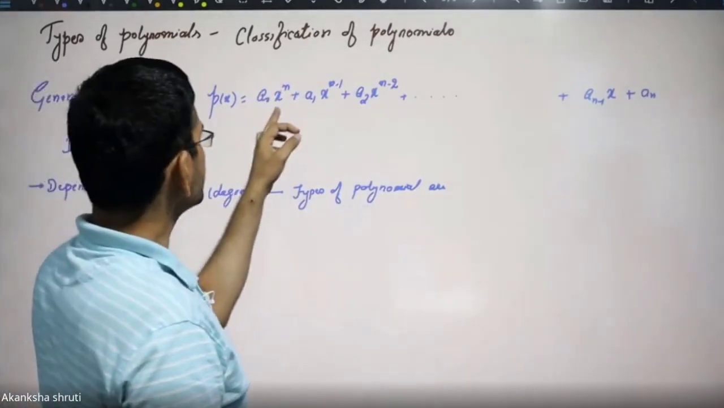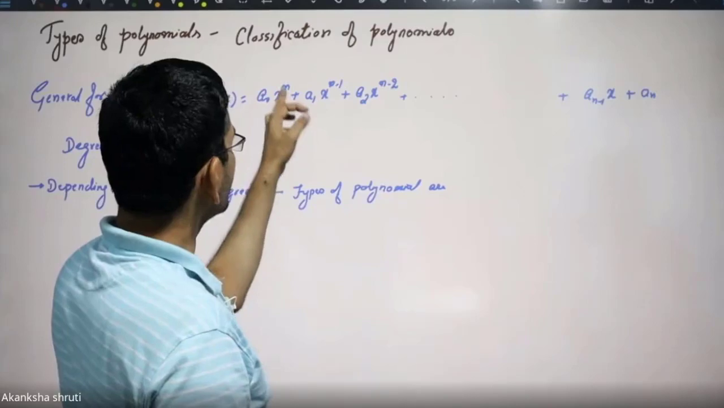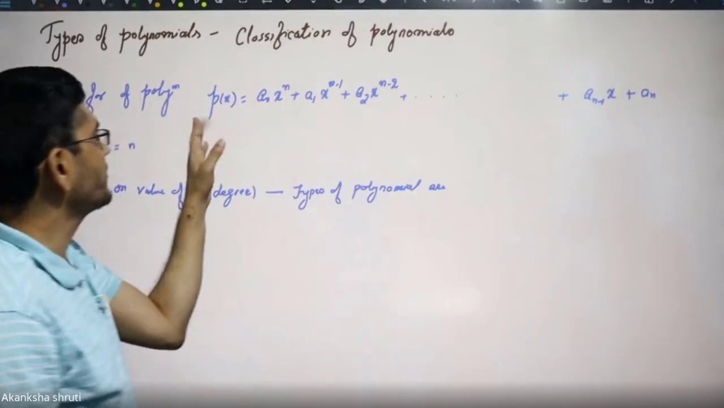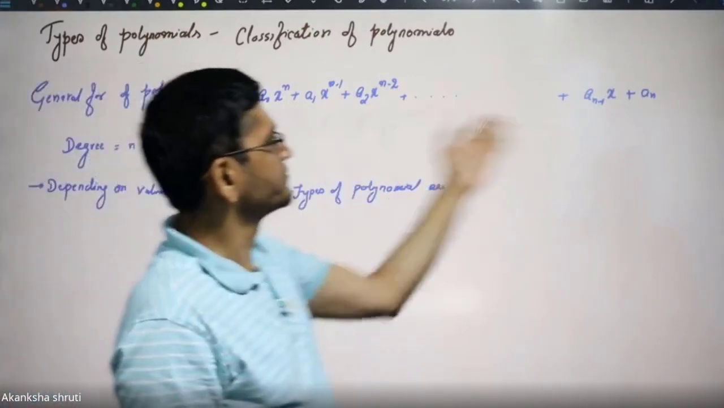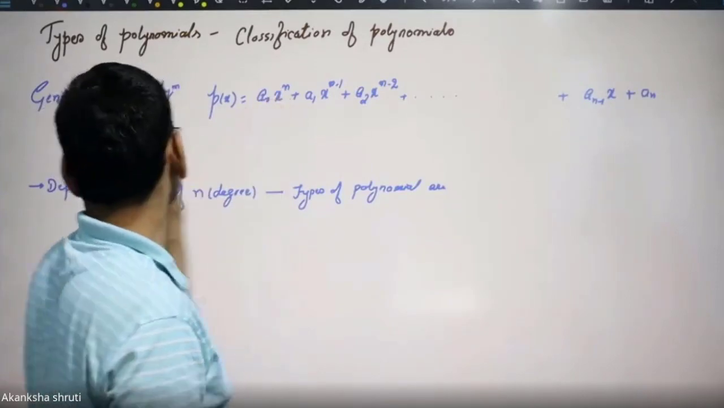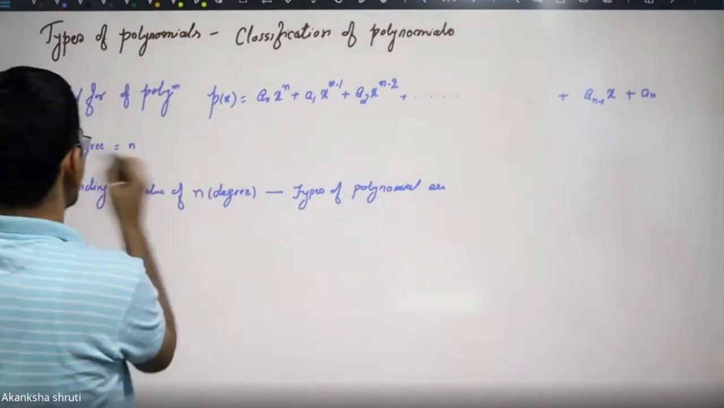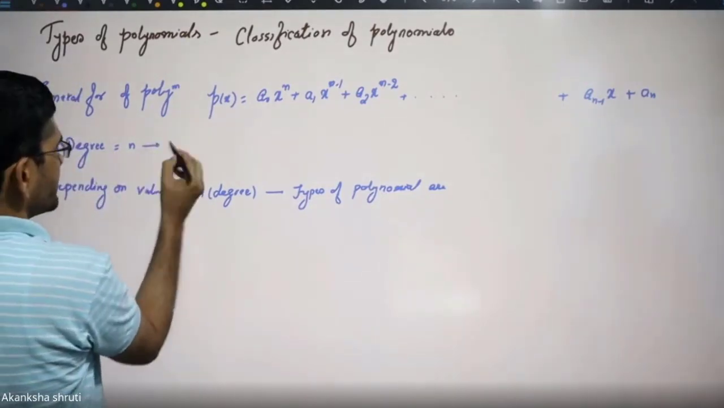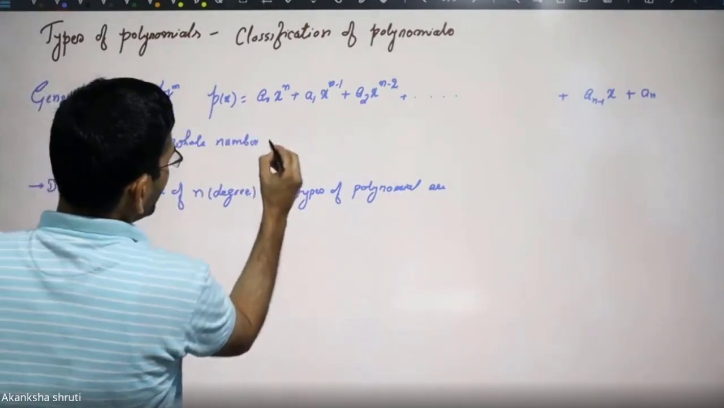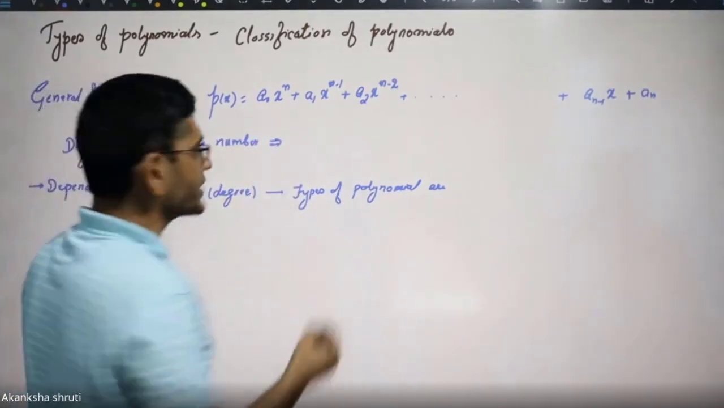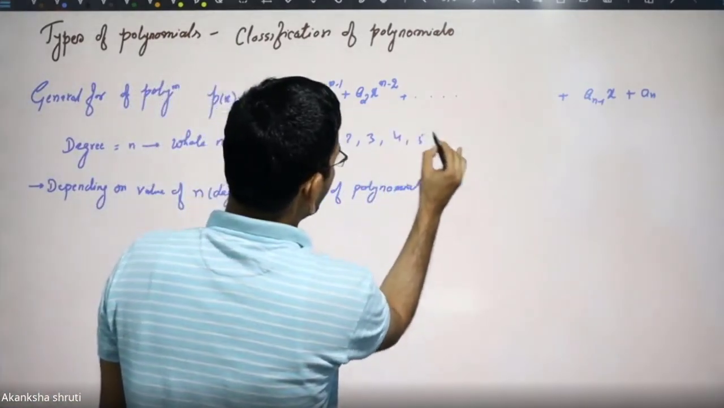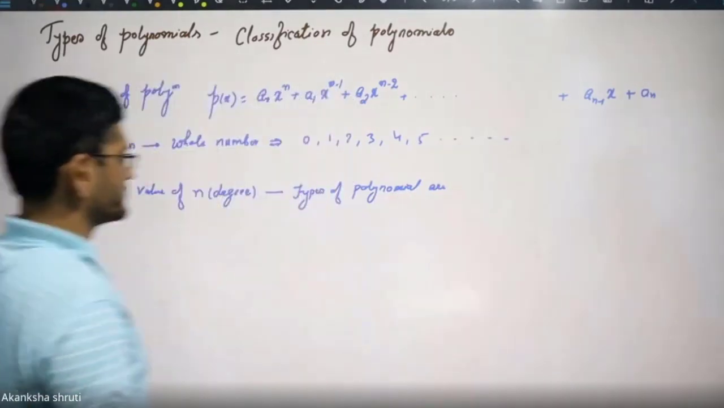This highest power to this x is called the degree of this polynomial. So degree is only one, means which of these terms have the highest power of the x, that will give us the degree. So degree of this polynomial is n, and n must be a whole number. Whole number, it means n can start from 0 to 1 to 2, 3, 4, 5. You can take any value.